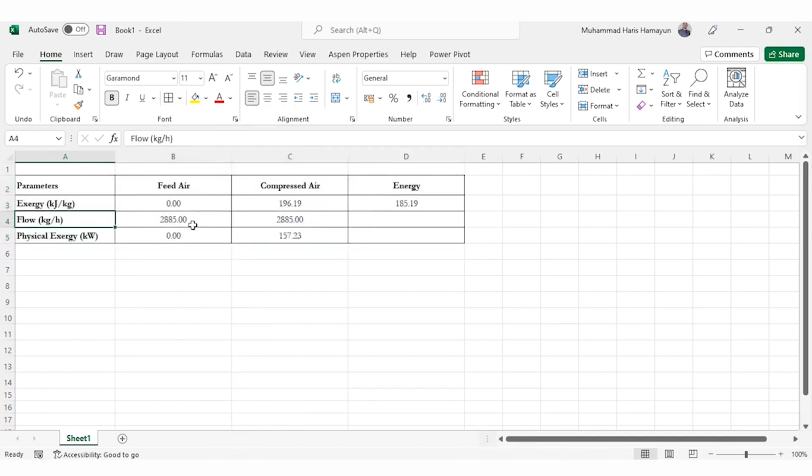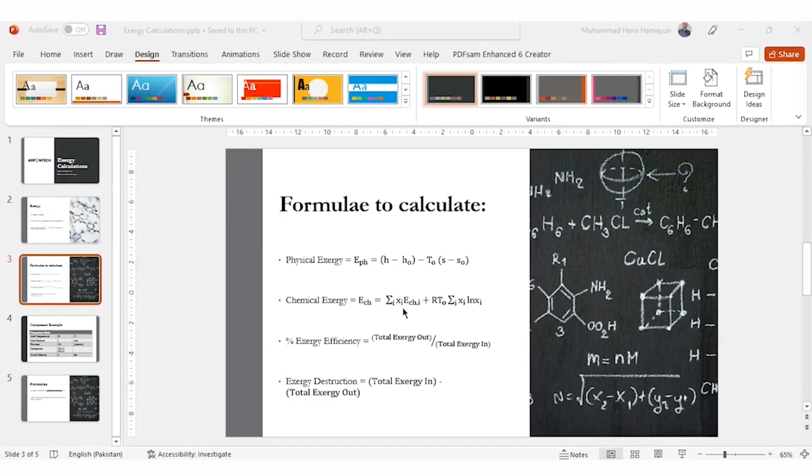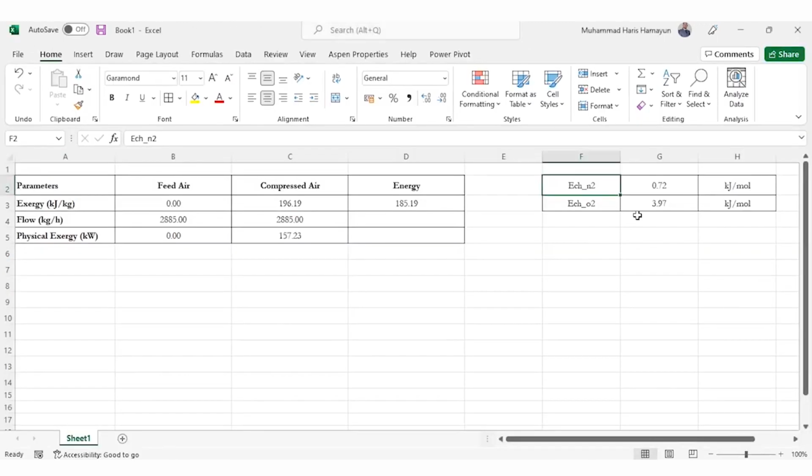Now we have to calculate the chemical exergy part, and as we have seen before, there are two terms associated with it, and one of the terms includes the standard chemical exergy. So we have to calculate the standard chemical exergy, or take these two values from literature. As you can see, the standard chemical exergy of nitrogen is 0.72 kilojoule per mole, while that of oxygen is 3.97 kilojoule per mole.